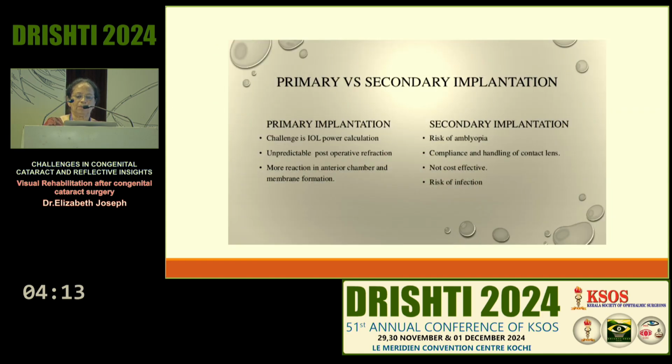Primary IOL implantation versus secondary implantation. In primary implantation, the challenge is IOL power calculation and unpredictable postoperative refraction. Whereas when you think about secondary implantation, the surgery is easier but the risk of amblyopia is there, and compliance to contact lens wear is again a problem. So, you have to assess each patient and give individual merit and then you decide.